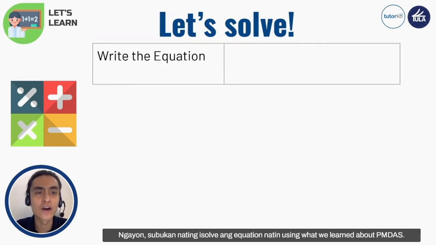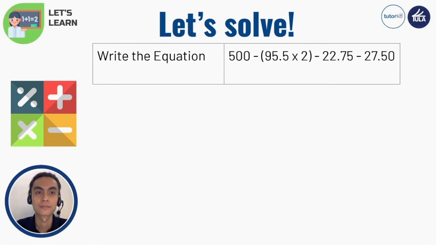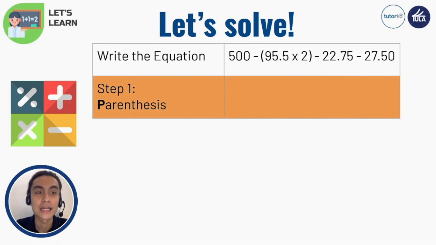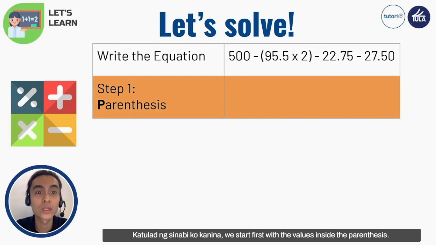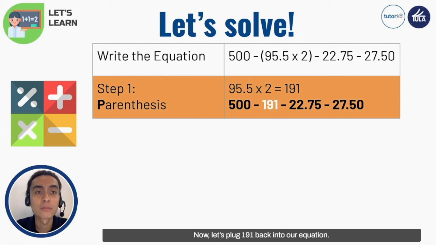Ngayon, subukan nating isolve ang equation natin using what we learned about PMDAS. To make things simple, we should always write the whole equation first. I'll place it on top so that it's easy for us to go back to. Katulad ng sinabi ko kanina, we start first with the values inside the parentheses. Base sa equation natin, we have 95.5 times 2 inside the parentheses. So if we simplify this using our knowledge on multiplying decimals, we will get 191. Now, let's plug back 191 into our equation.